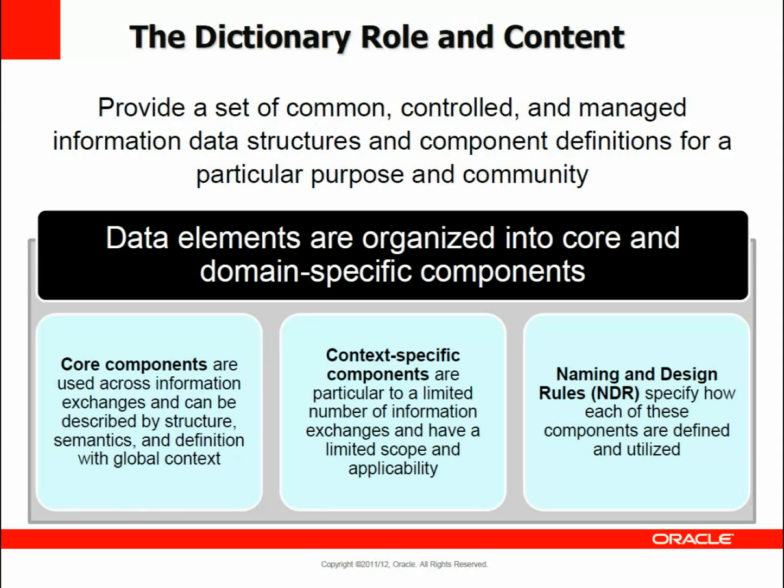So looking at the role and content generally of a dictionary, it's to manage and control data structures and component definitions for a particular purpose and community. And these are split down into core components which are used across information exchanges, and then context-specific components for a limited number of information exchanges. And then the actual naming and design rules, the NDR, specify how these components should be defined and utilized.